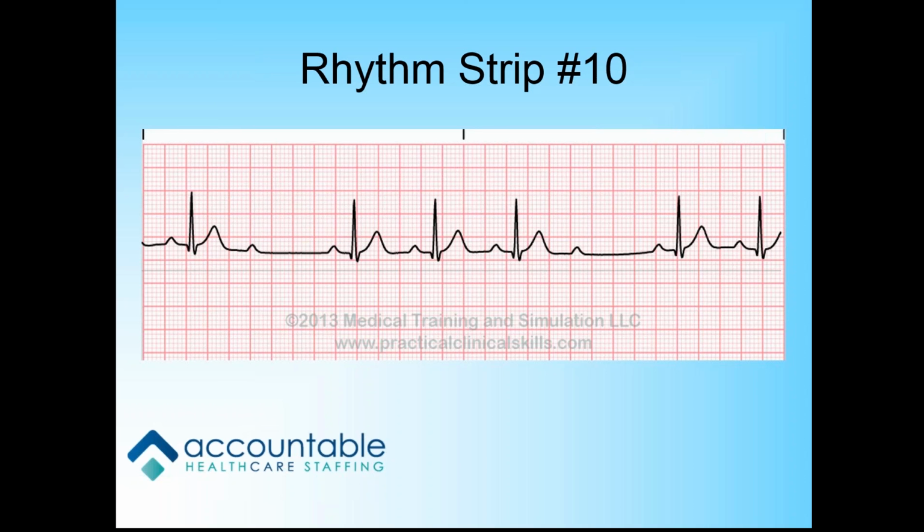Okay, so what rhythm are we in? Second degree type 1. Okay. Type 1, the PRs would have to be getting longer, wouldn't they? Yes. So it would be type 2. Very good. Excellent, Crystal.